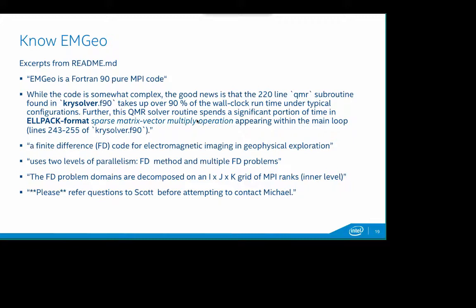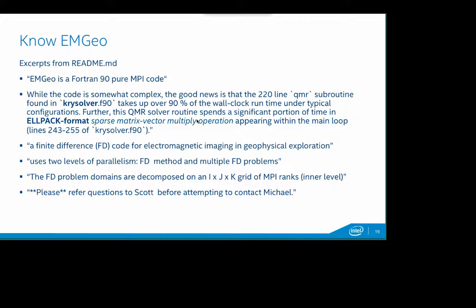And you can even do multiple parallelism. We have a finite difference method, and then multiple finite difference problems. It means that you take many nodes and break them up into multiple MPI groups, or some other way. I mean, it could be one MPI running multiple instances of that one. And the most important, the document says, it uses the data decomposition of I times J times K. Even the input file tells exactly what the decomposition is. Now we have a really good starting point, and also very helpful were the developers, Scott, and even Michael who is sitting in this audience.